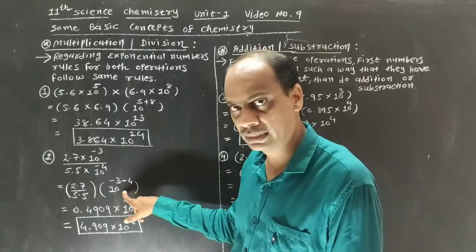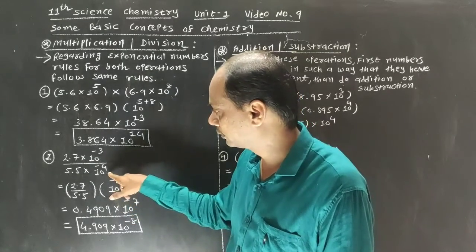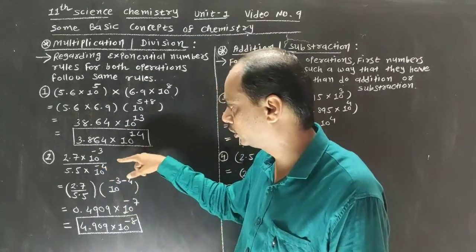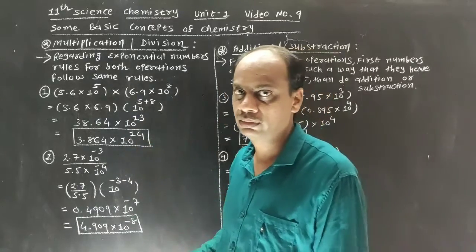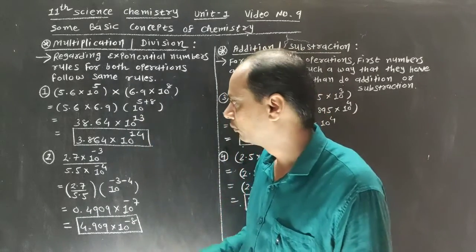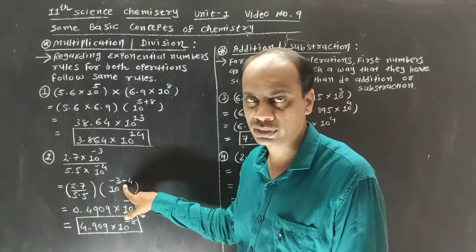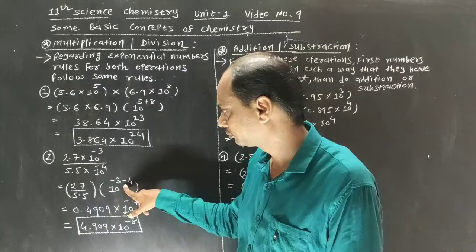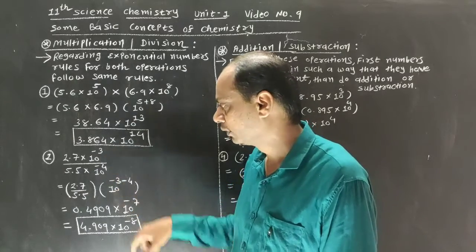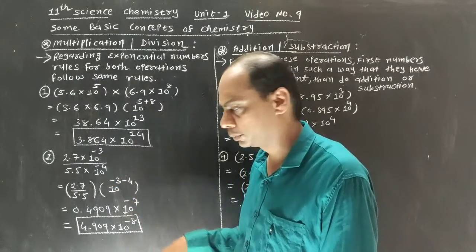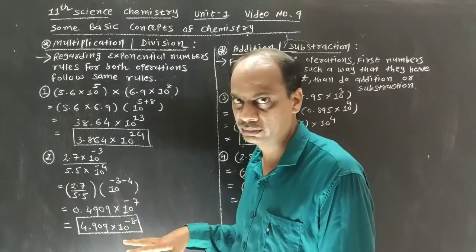So here 10 raised to minus 4, when it goes to the numerator, will become 10 raised to plus 4. But when division is there, the operation is subtraction, minus. So 10 raised to minus 3 minus minus 4. So it can be written like this.